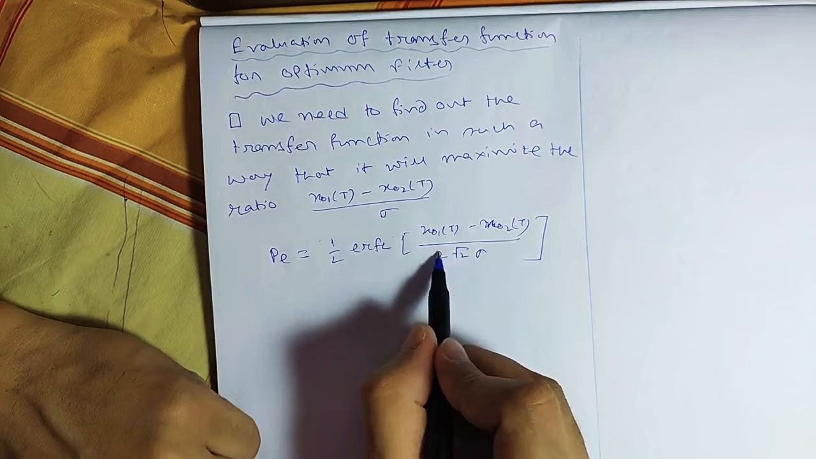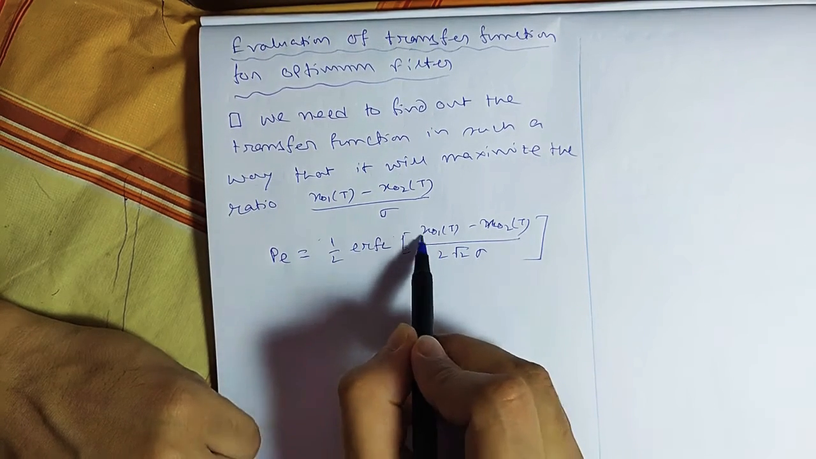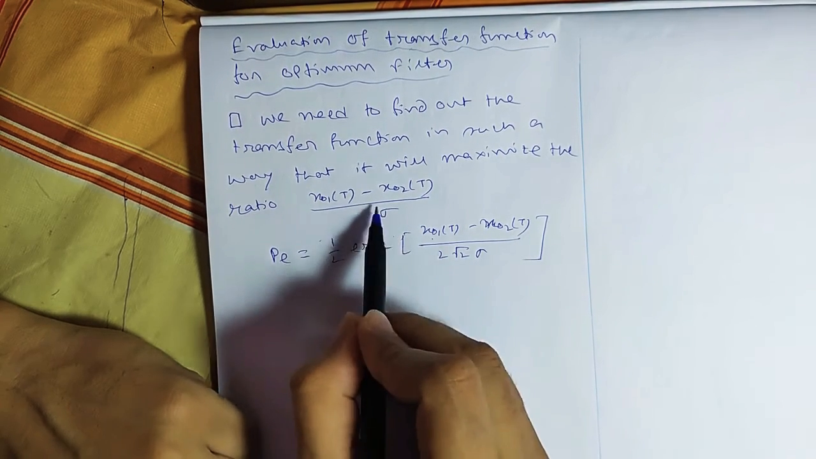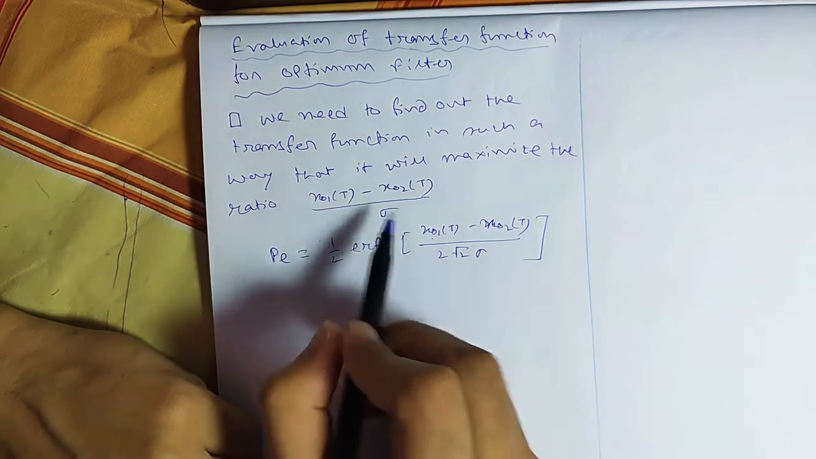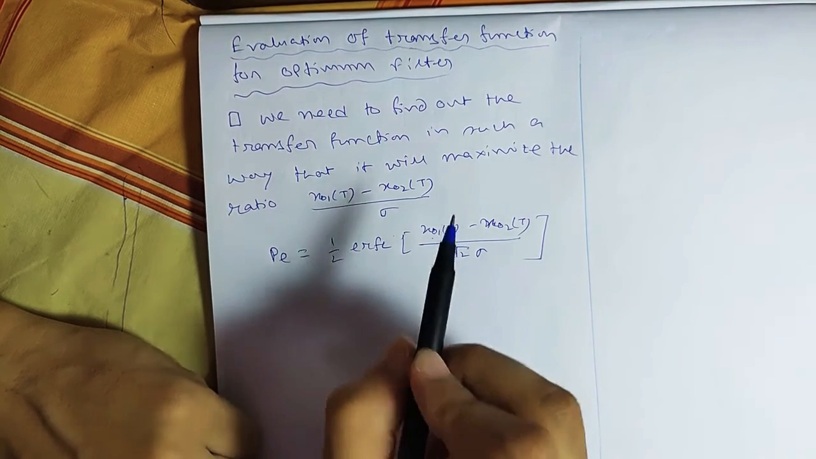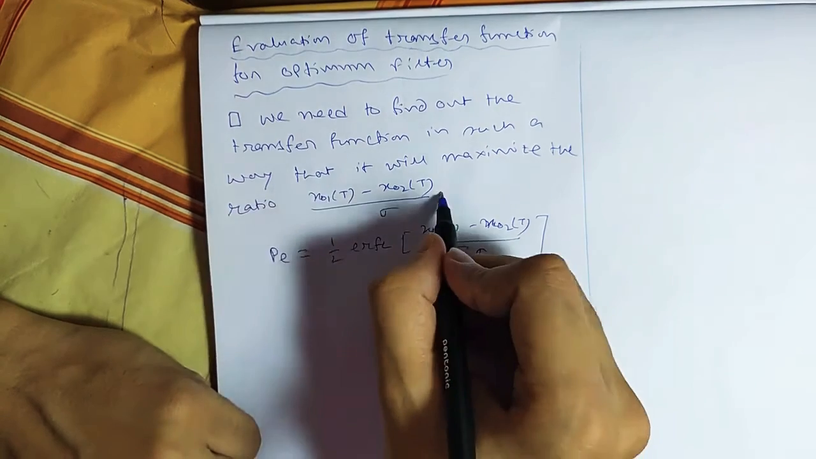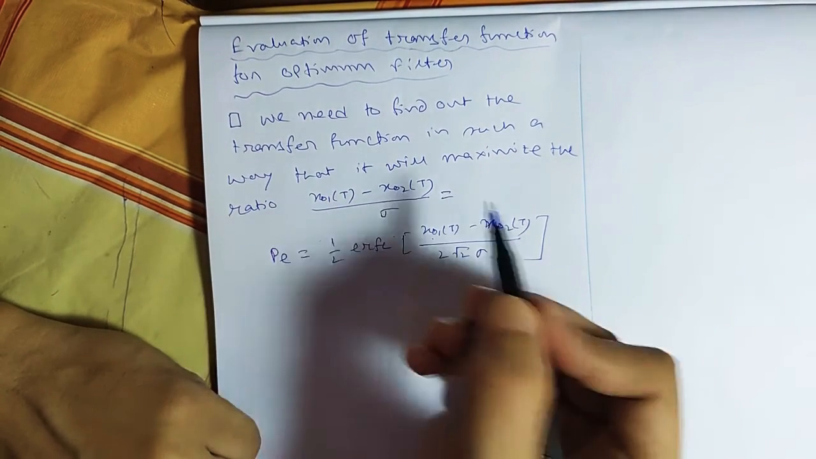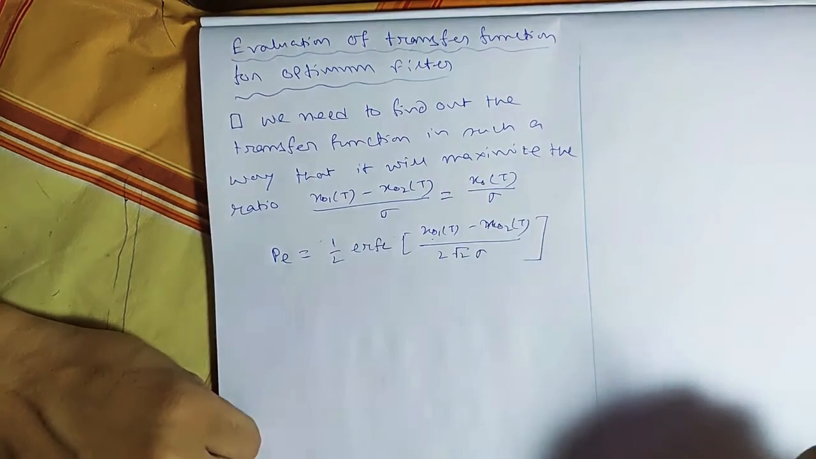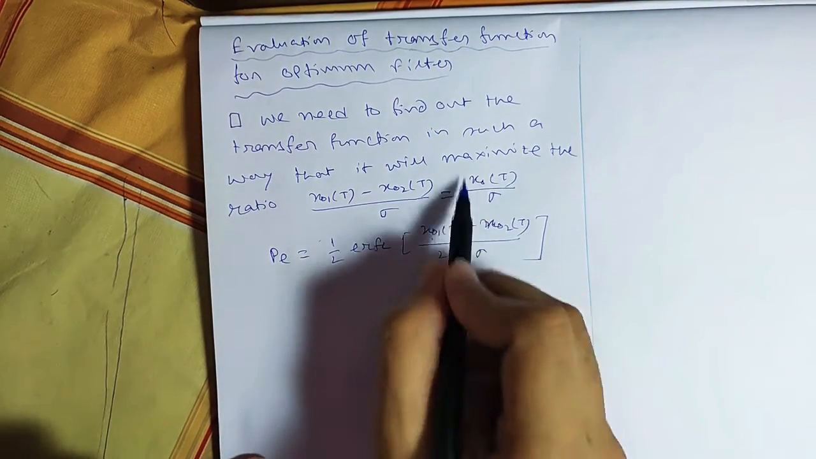Now, this 2 root 2 is a constant, we cannot change it, but we can manipulate the ratio (x01(T) minus x02(T)) by sigma. If we maximize this ratio by using some filter transfer function, then we can reduce the probability of error. So we'll assume this difference, x01(T) minus x02(T), as x0(T) by sigma. So our goal is to maximize the ratio.